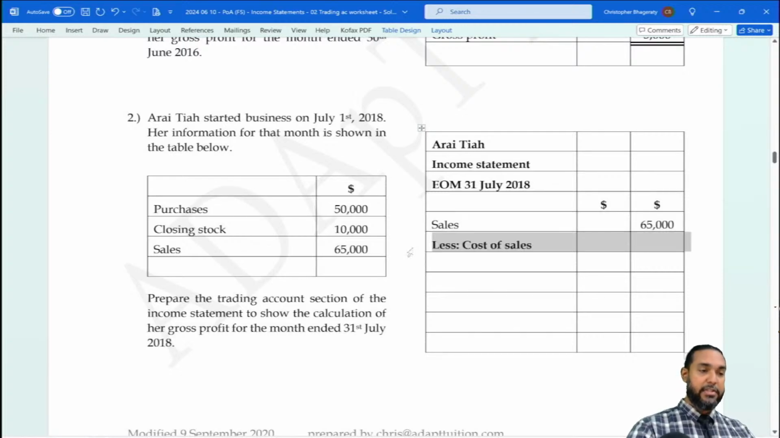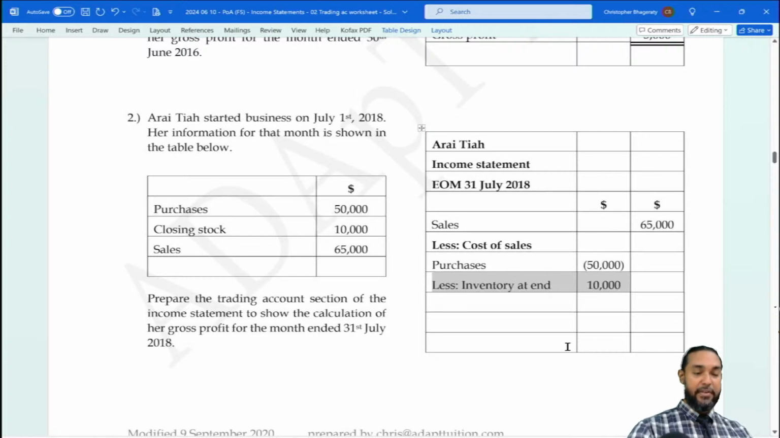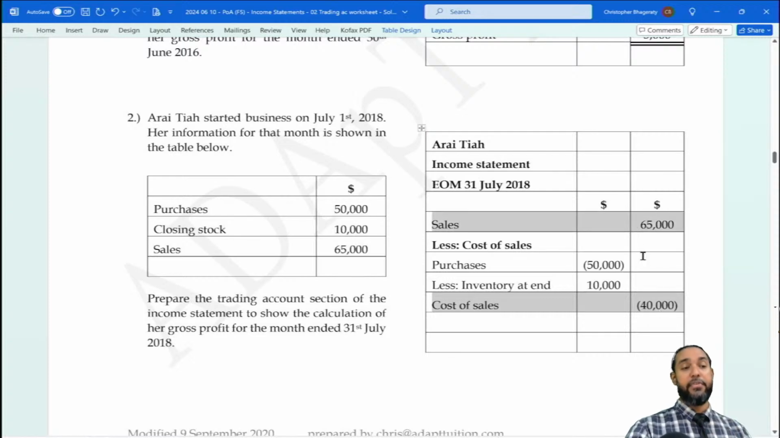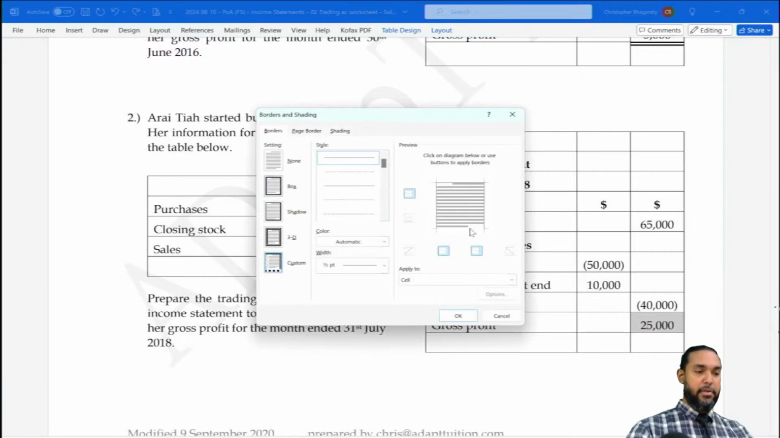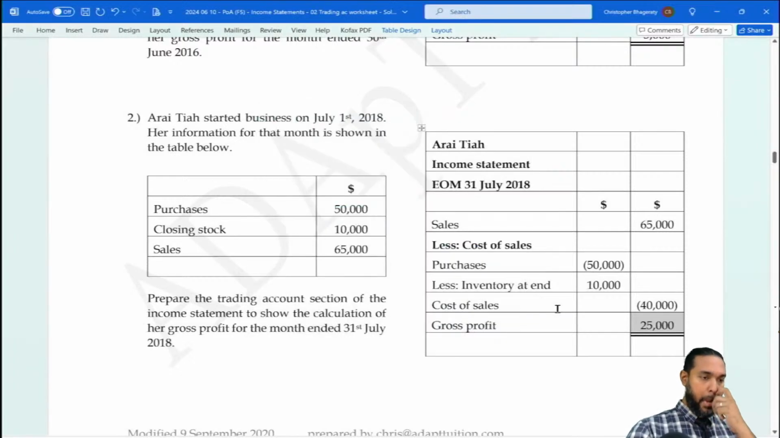So of course, less cost of sales or cost of goods sold. You bought 50,000 worth of goods and you had 10,000 left after you sold. So clearly, you would have sold how many? 40,000 worth of goods. And you're going to match that. So you sold 40,000 worth of goods for a selling price of 65,000. When you match 65 and the 40, you get 25,000 worth of profit.